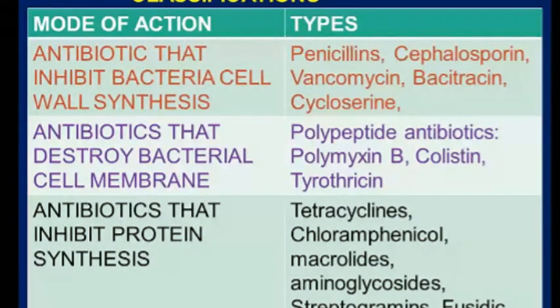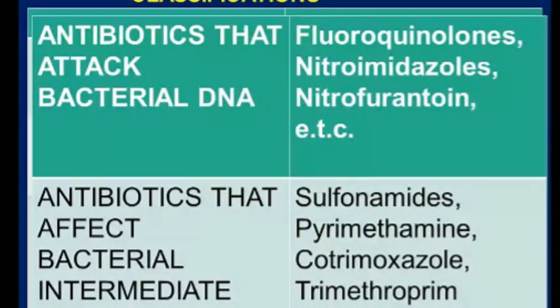The third mode of action in this classification is the antibiotics that inhibit protein synthesis. Examples of them are the tetracyclines, chloramphenicol, the aminoglycosides, and the rest of them. Another classification is the antibiotics that attack bacterial DNA. An example is the fluoroquinolones. These fluoroquinolones are drugs like ciprofloxacin, ofloxacin, and moxifloxacin. They are one example of this classification.